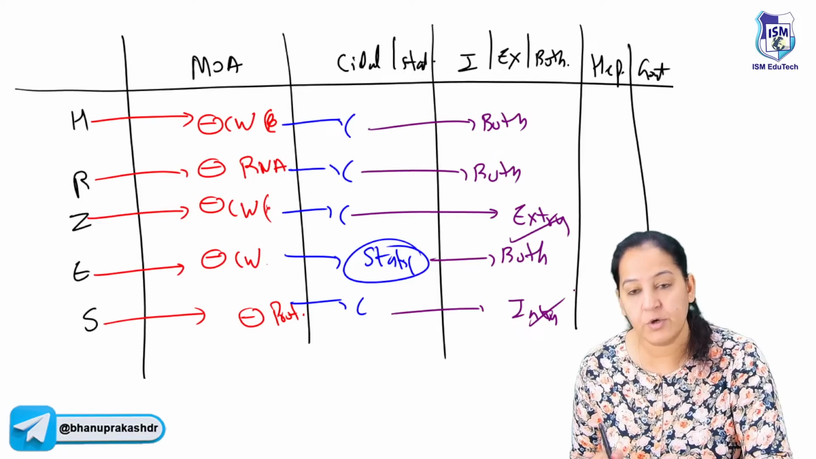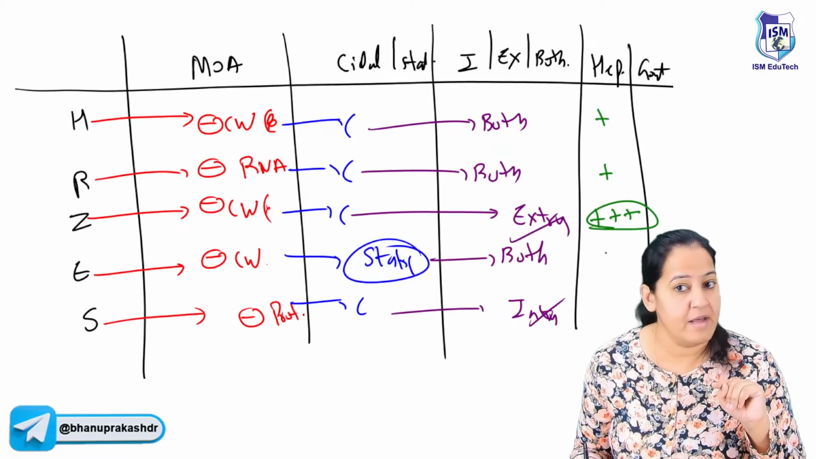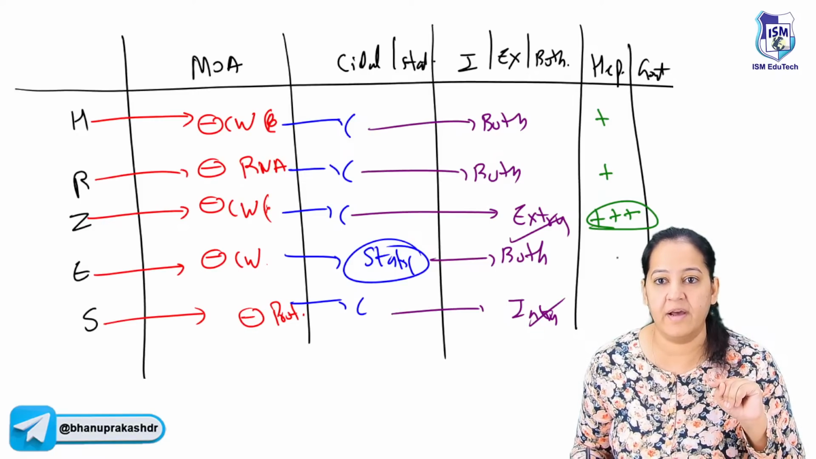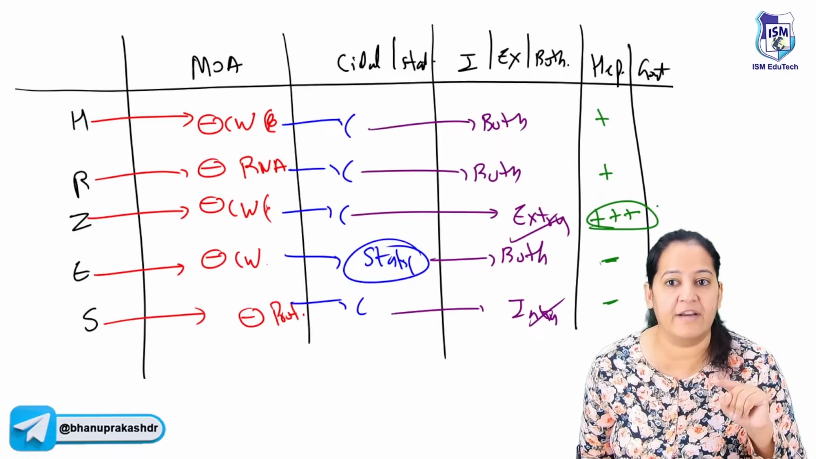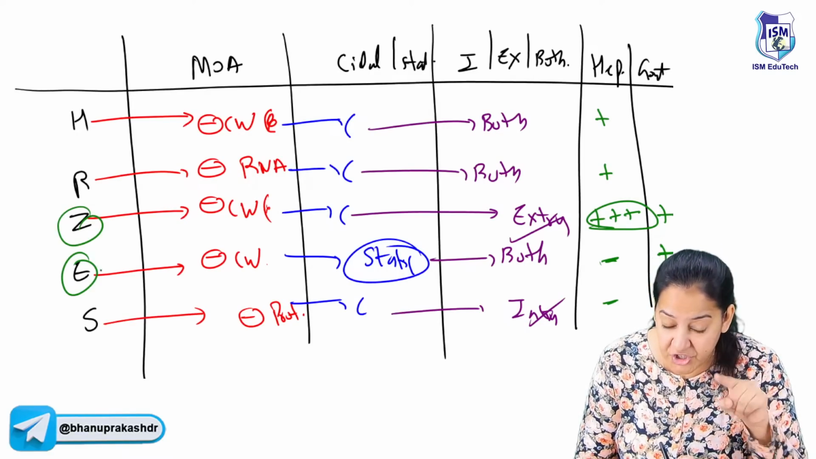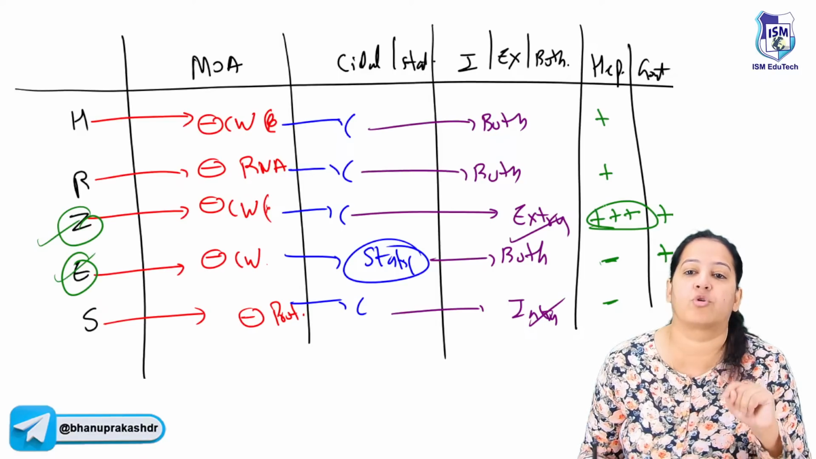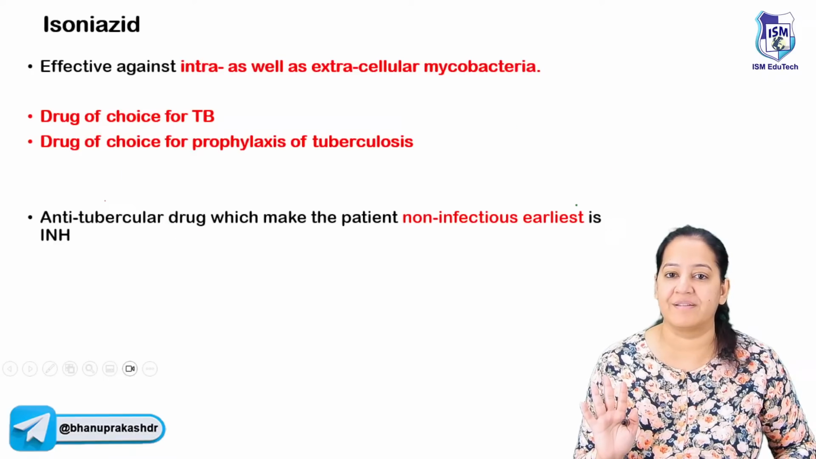What about the hepatitis? Who will tell me? The first 3 cause hepatitis, maximum in the third one, that is Z. The next 2, E and S, do not cause. What about the gout? The third and the fourth, that is Z and E, which is our question right now. So Z and E both cause gout. So if you learn this table, maximum questions are covered here. Say yes if you got it.